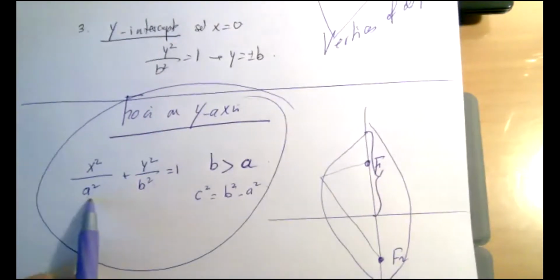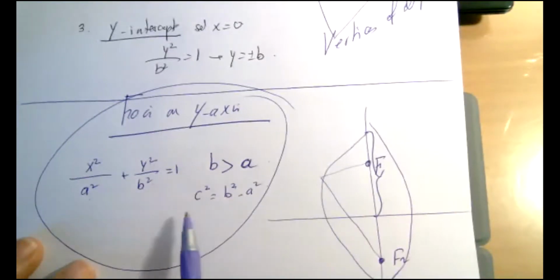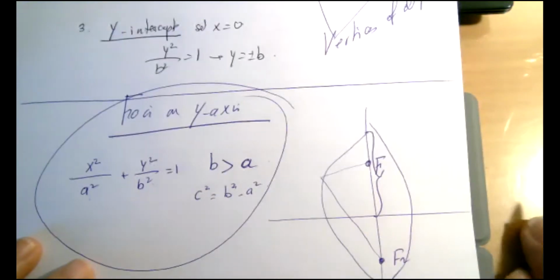But the b will be larger than the a. It means the b squared under the y squared will be larger than the a squared. And c squared will be b squared minus a squared. So that's the equation of the ellipse.